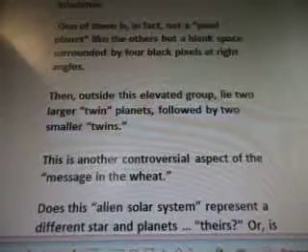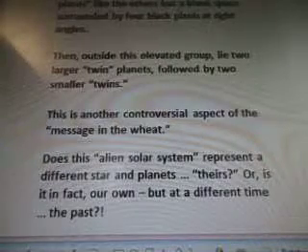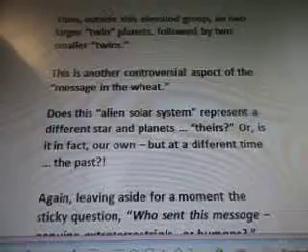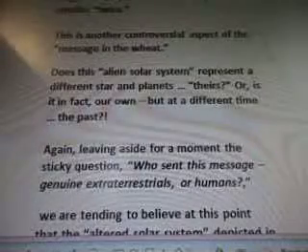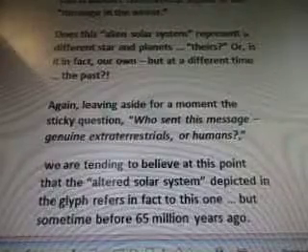One of these is in fact not a pixel planet like the others, but a blank space surrounded by 4 black pixels at right angles. Then outside this elevated group lie 2 larger twin planets followed by 2 smaller twins. This is another controversial aspect of the message in wheat. Does this alien solar system represent a different star and planets, theirs? Or is it in fact our own but at a different time, the past?